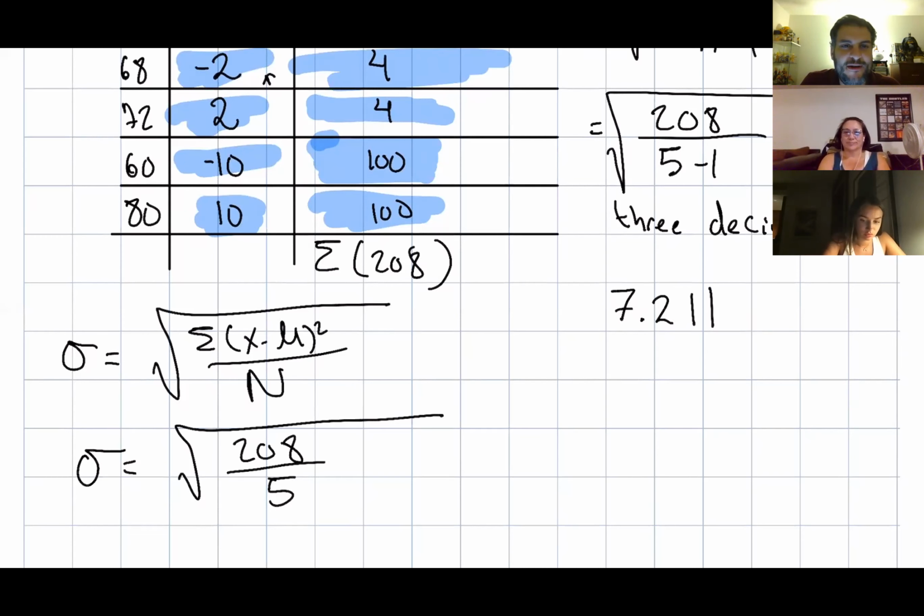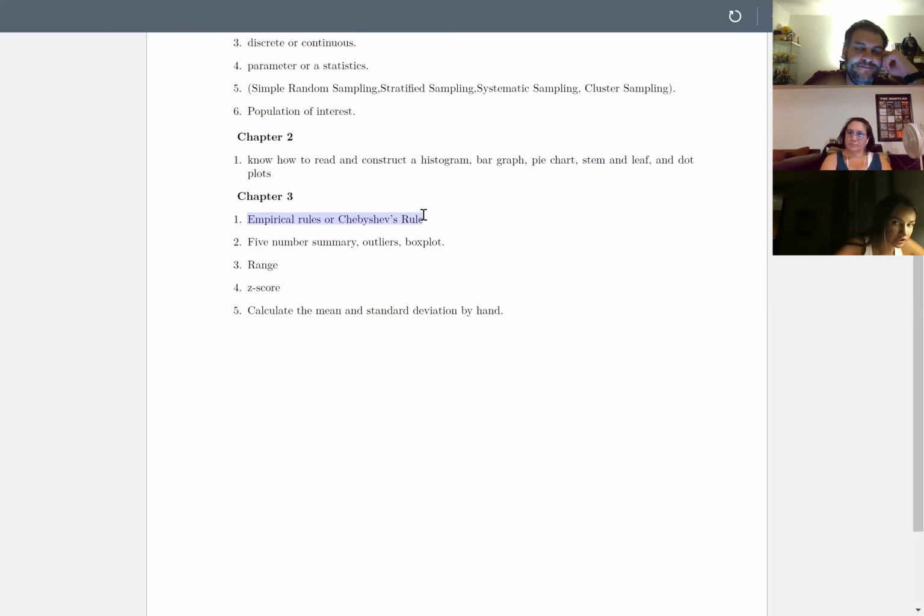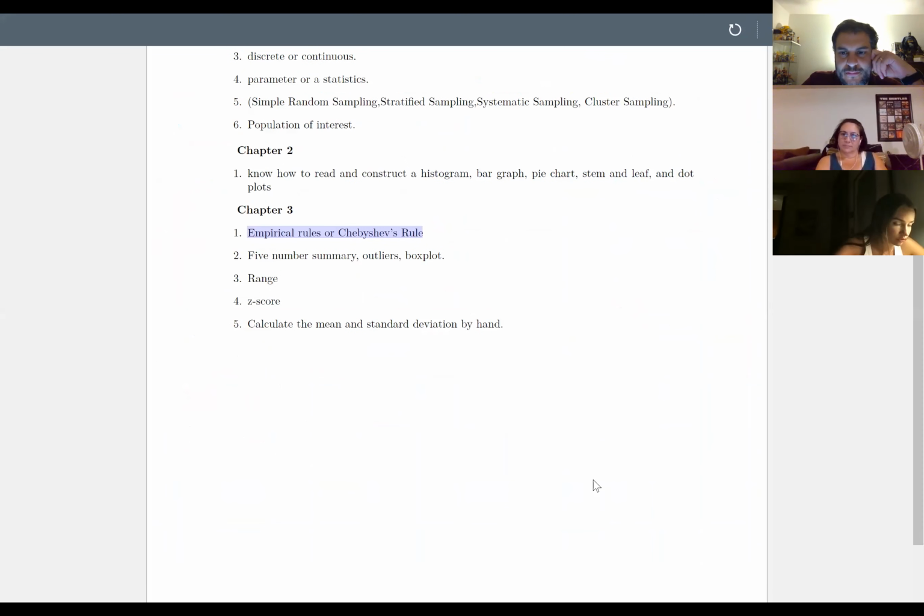All right, so what I'm going to go ahead and do is transfer back to the study guide so that we can just scroll down. All right. Any question in regard to the empirical rule or Chebyshev rule? All right. Yeah. So on the test, if it is a numerical value, I'll tell you how many decimal places I want. Cool.